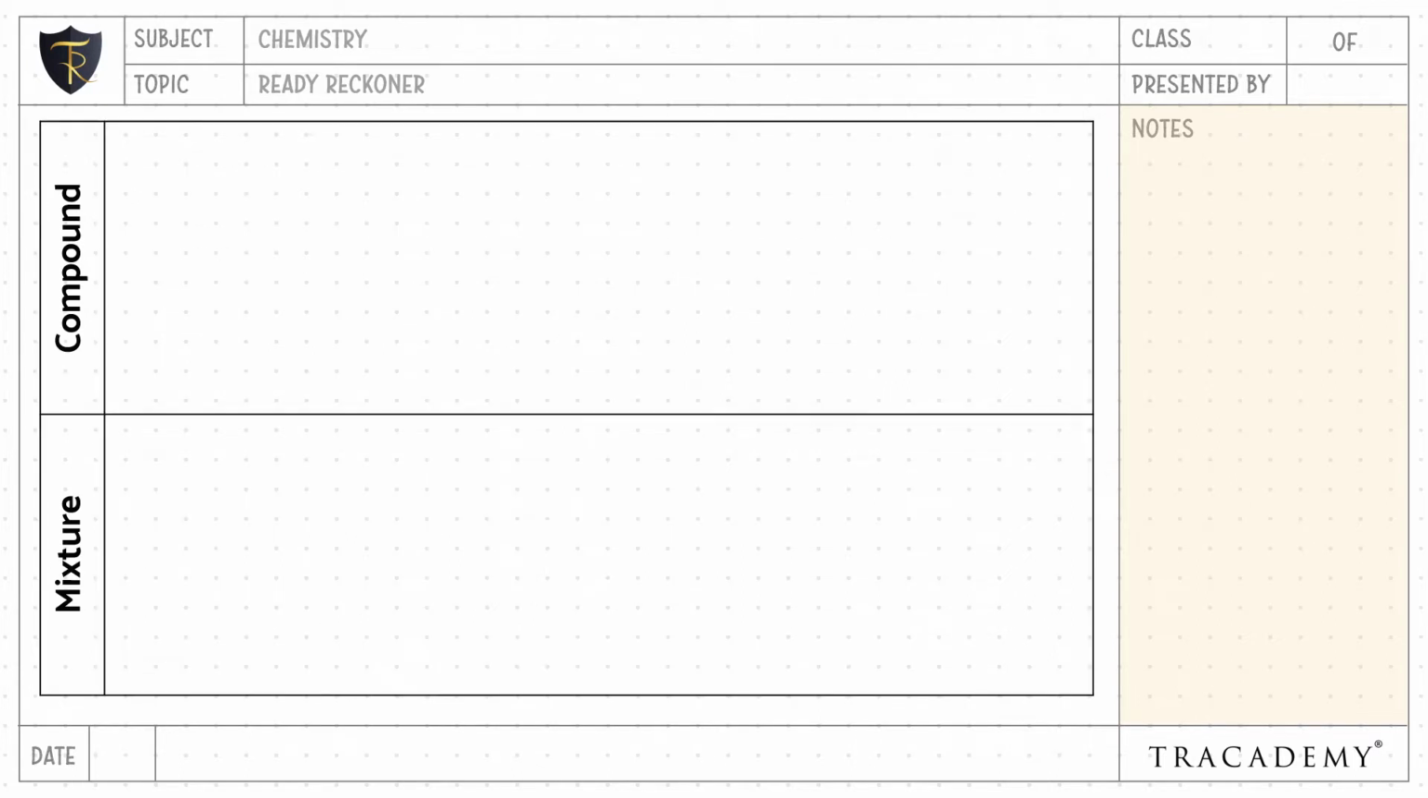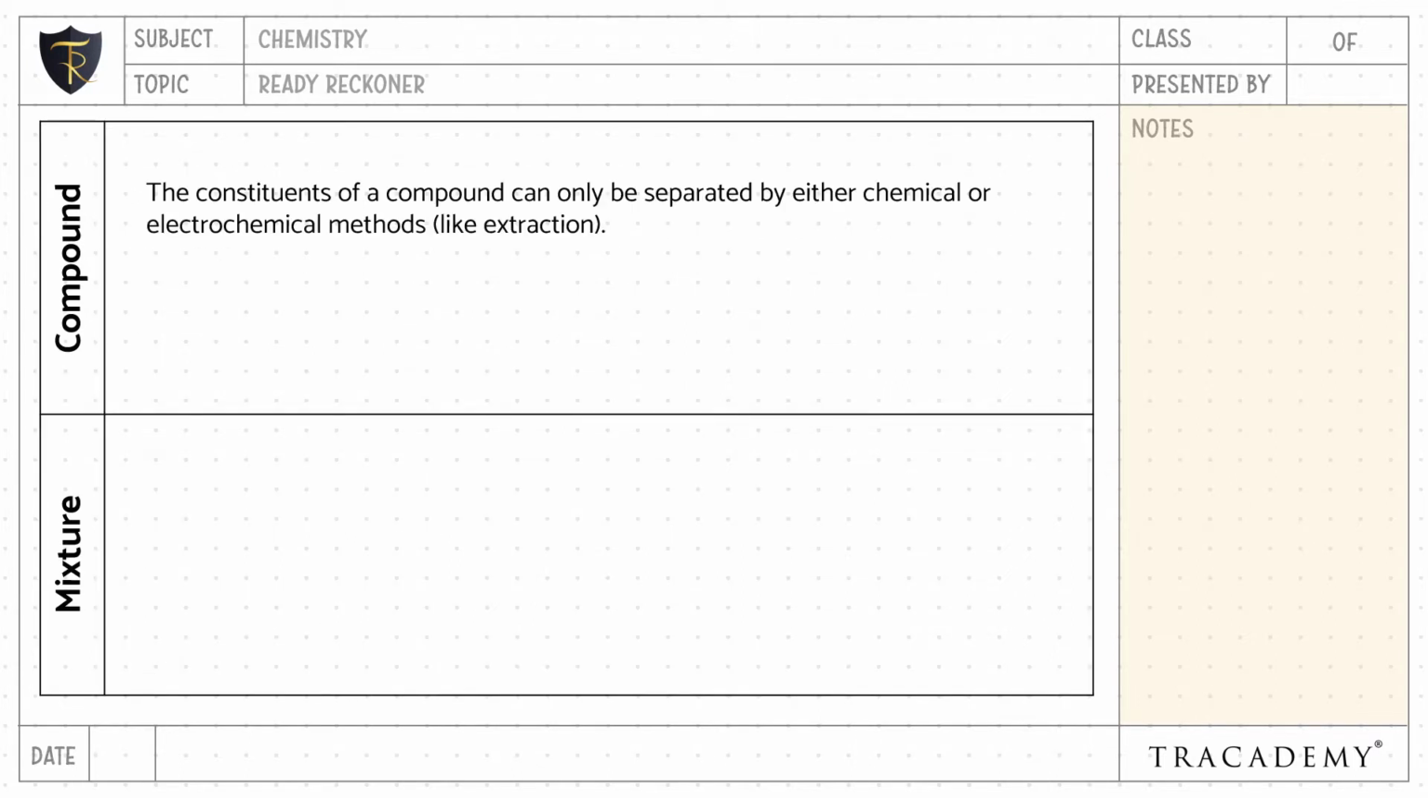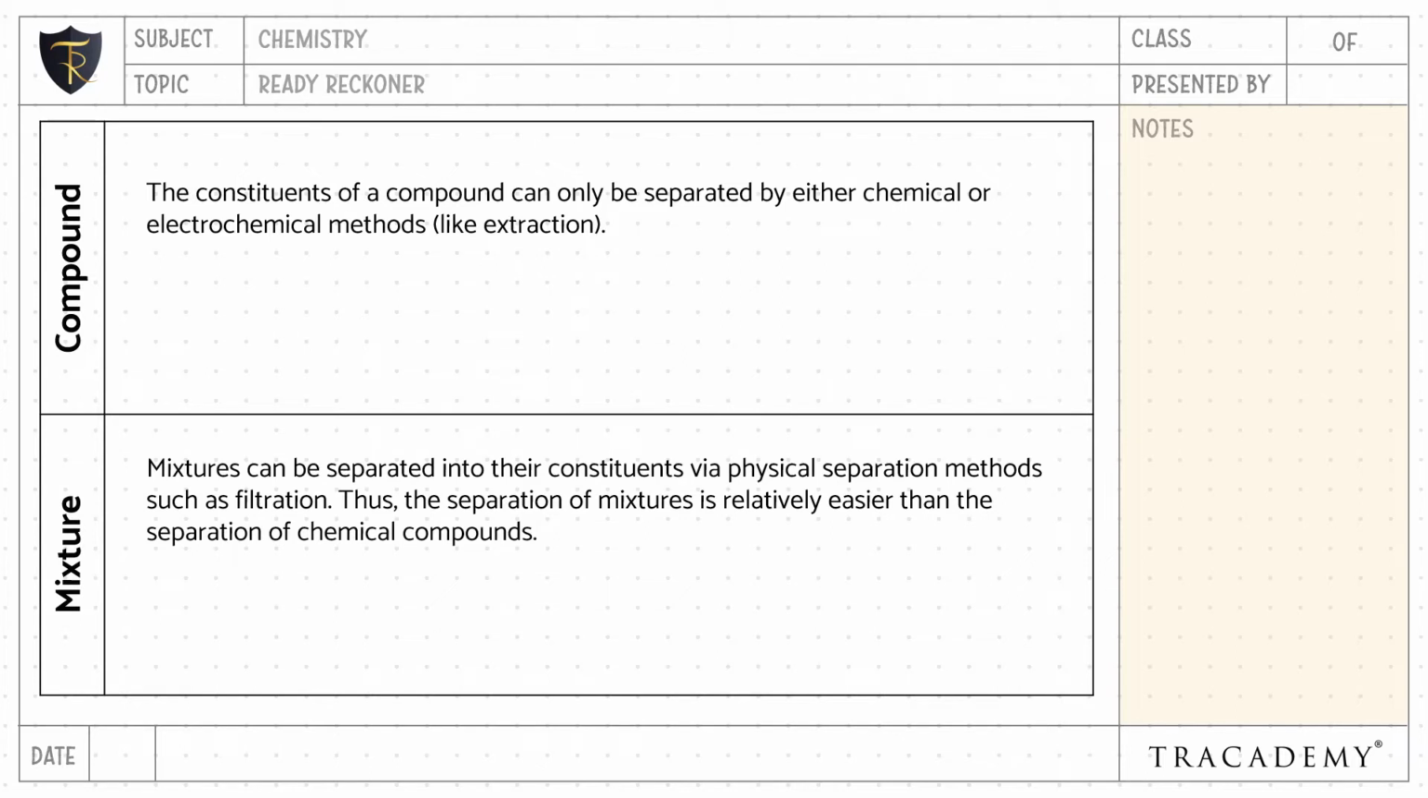The constituents of a compound can only be separated by either chemical or electrochemical methods like extraction. Mixtures can be separated into their constituents via physical separation methods such as filtration. Thus, the separation of a mixture is relatively easier than the separation of chemical compounds.